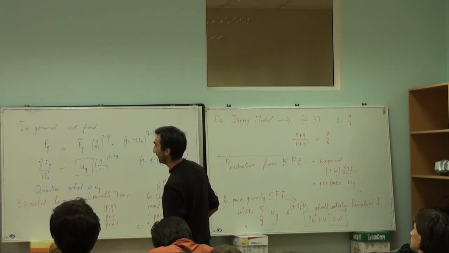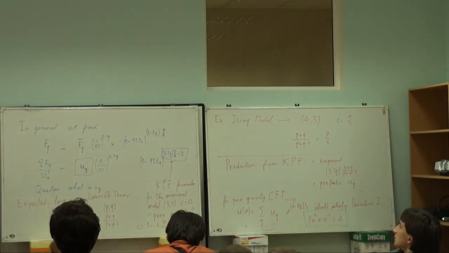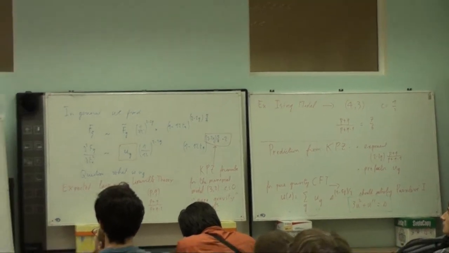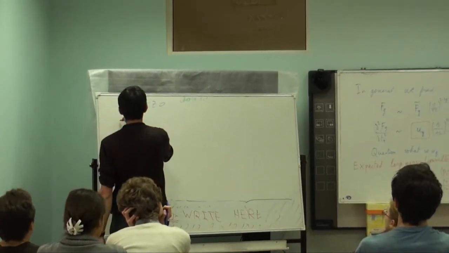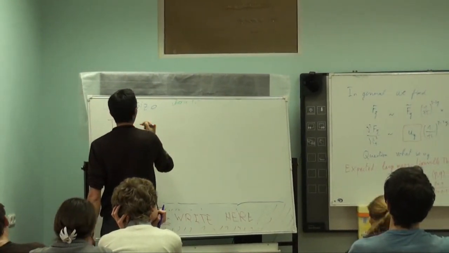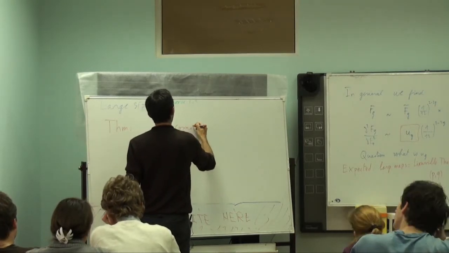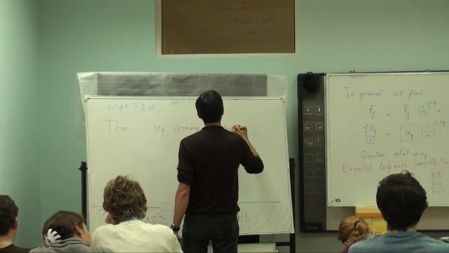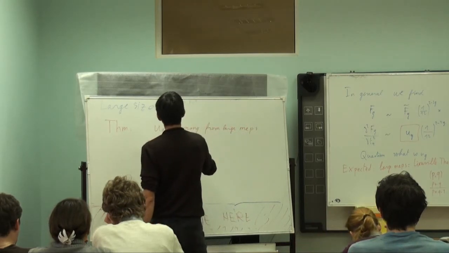Well, in fact, it was first done in a very heuristic way by Kazakov in the late 80s, early 90s. So the theorem: the UGs coming from large maps are equal to the UG from CFT.